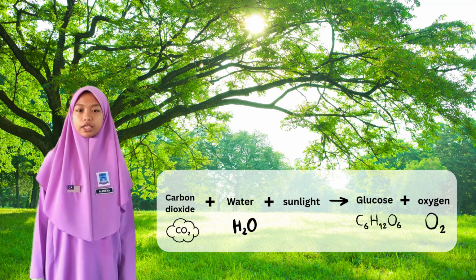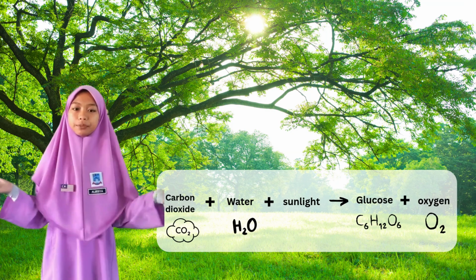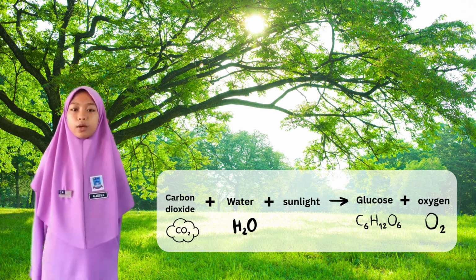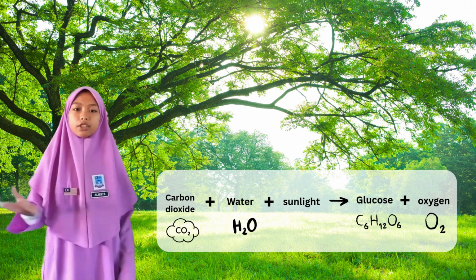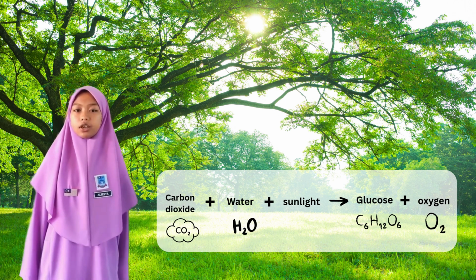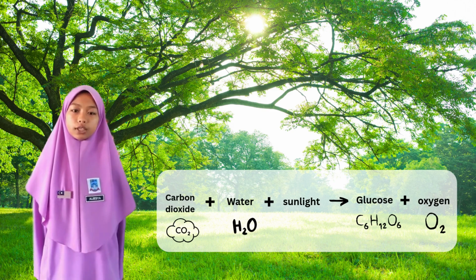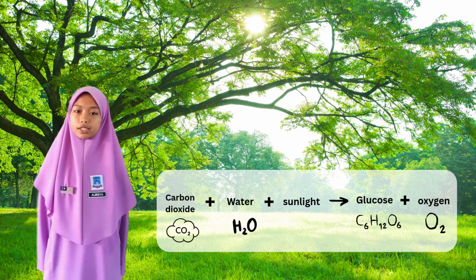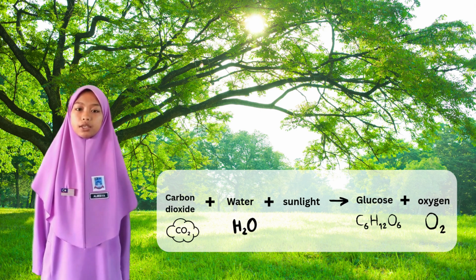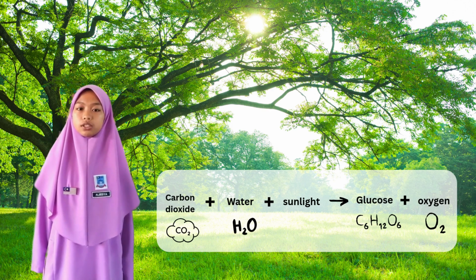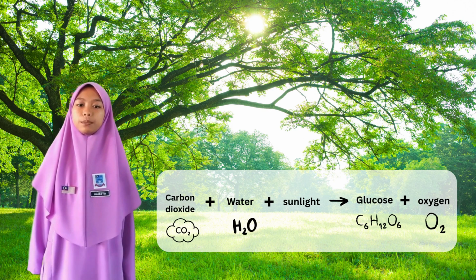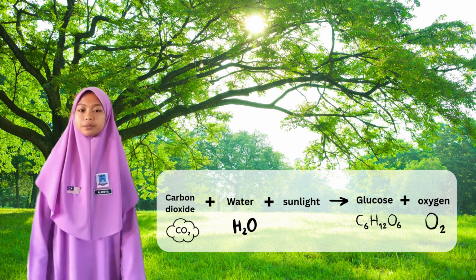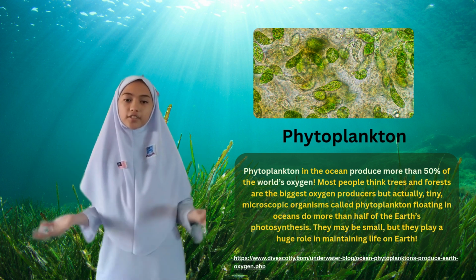Let's take a look at the photosynthesis equation. Carbon dioxide plus water plus sunlight produce glucose plus oxygen. Carbon dioxide comes from the air. Water comes from the soil. Sunlight provides the energy. The products are glucose, which is the plant's food, and oxygen, which is released into the air.